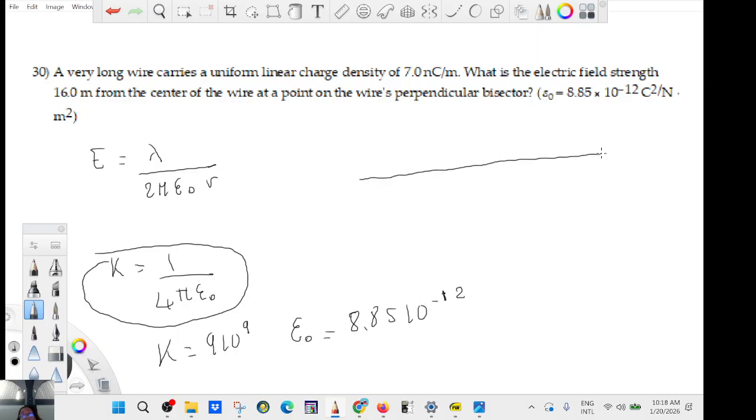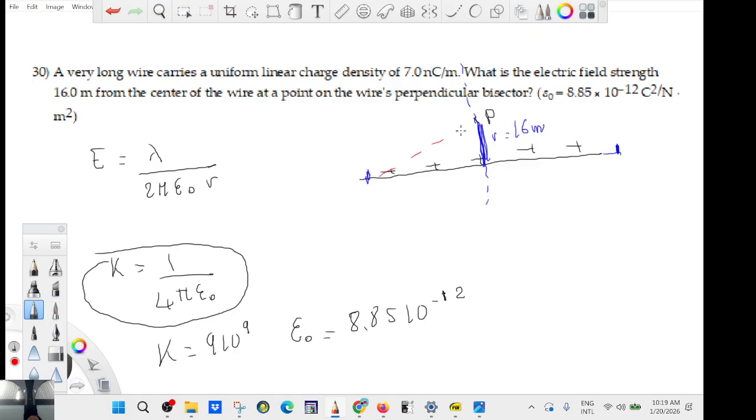So we have a very long line. It seems that it's going to be positive. You have a point P, and you have the distance here, R, is 16. So this is the center. Even if it's not infinite, because you are at the bisector, it's fine, because you have the symmetry here.